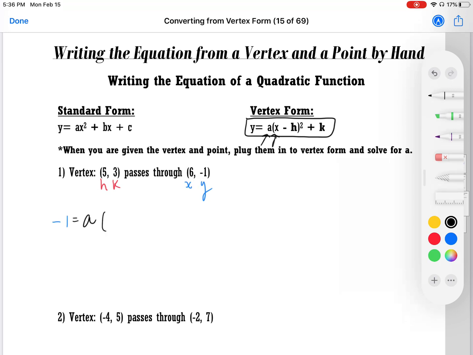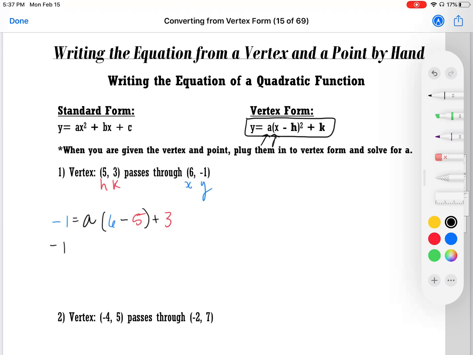Then there's an X. I do have an X. X is 6. And there's a minus sign. And then there's an H. I do have an H. My H is a 5. And then at the back it says plus K. So I'm going to put plus. Then my K number is a 3. So I plug in X, Y, H, and K. So now I just solve for A.